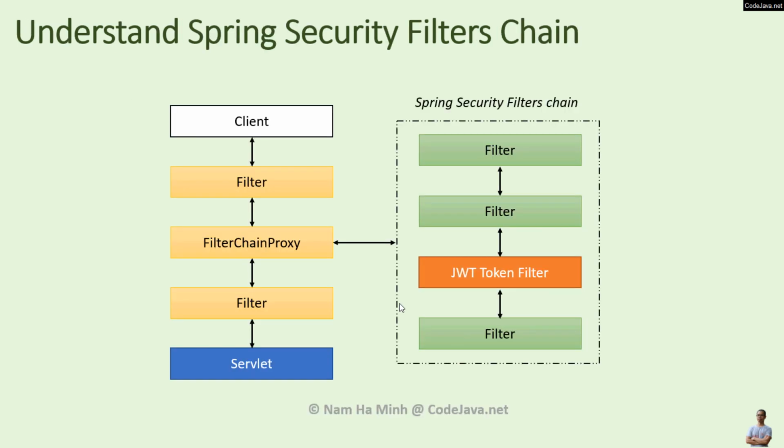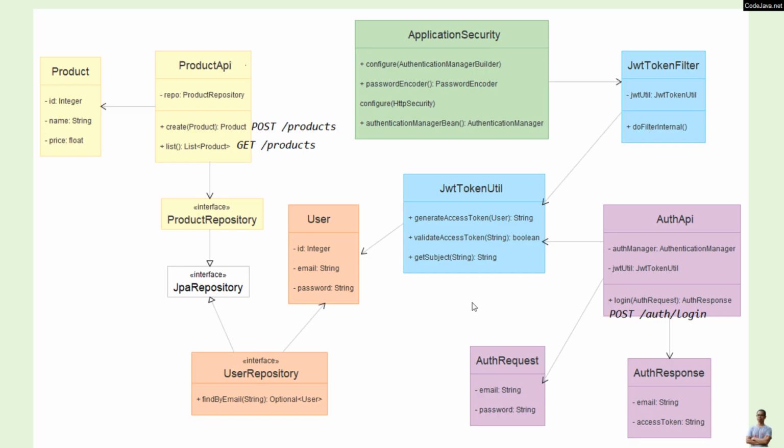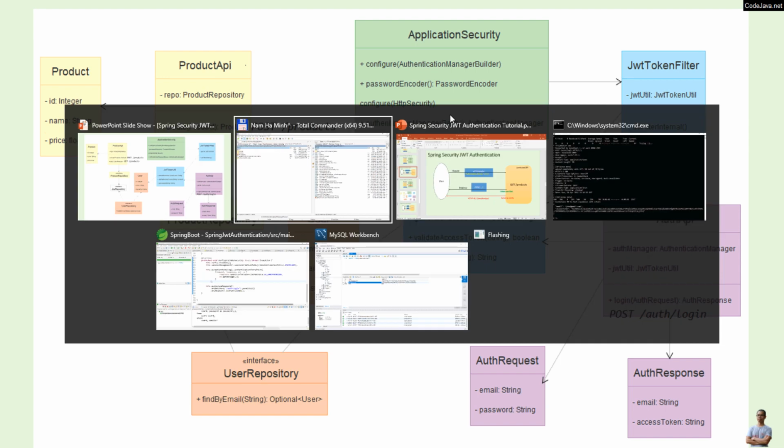So in the project, we need to code a custom filter called JWT token filter and insert the filter in the middle of the Spring Security filter chain like this. And in Java code, we need to code the JWT token filter class and then configure it in the application security config class. Okay, come back to the project.